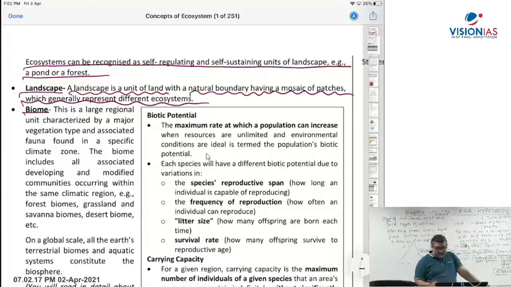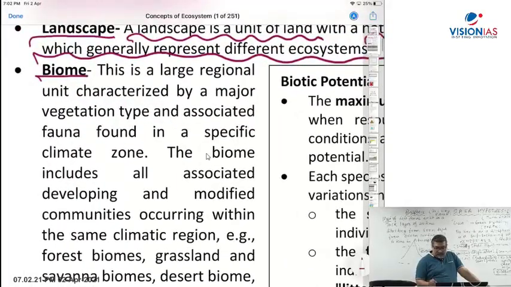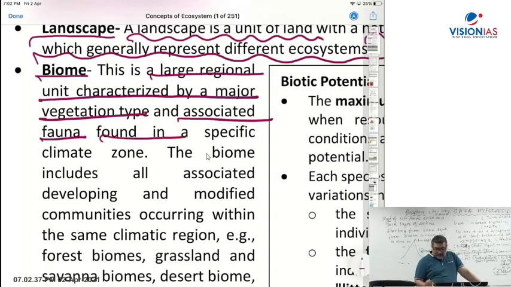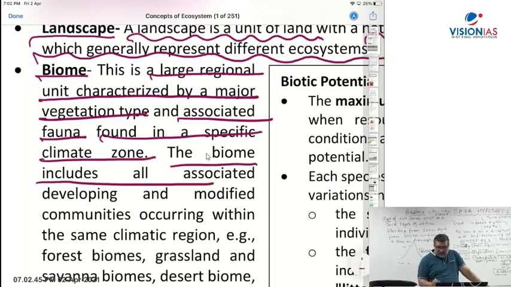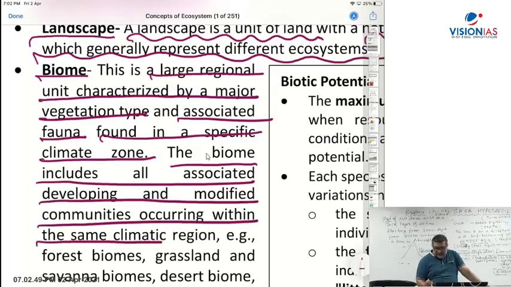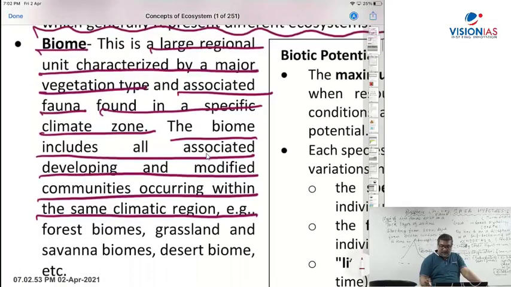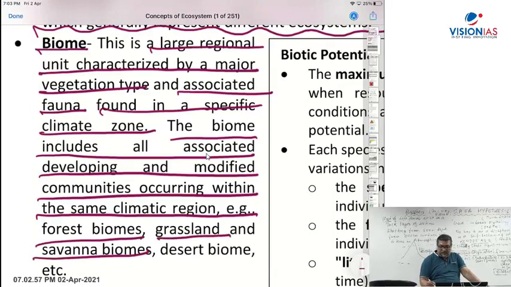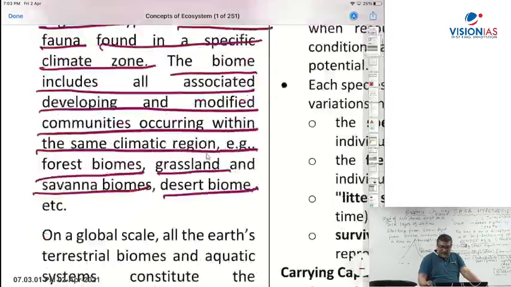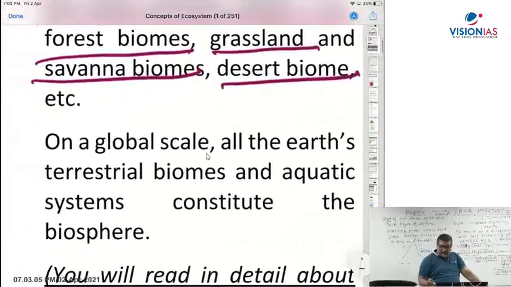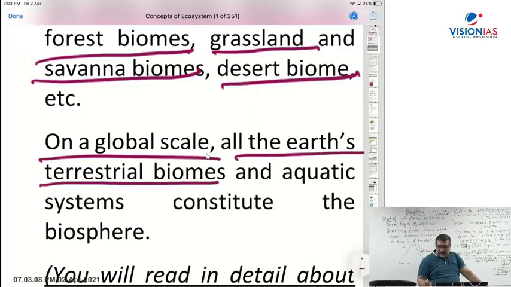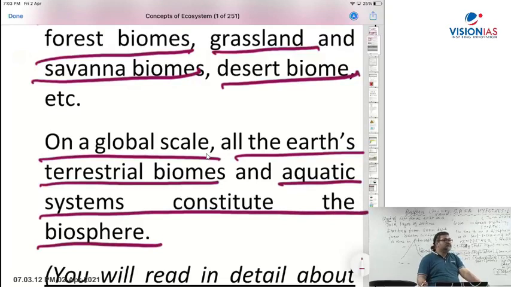And then comes the biome. What is a biome? A biome is a large geographical unit characterized by major vegetation type, let's say taiga, coniferous forest, tropical rainforest, right? And associated with fauna, the animals found in that specific climatic zone. This you study in geography in the climatic zones. The biome includes all associated developing and modified communities occurring within the same climatic region, like forest biome, grassland biome, savanna biome, desert biome, all these are examples. And then on a global scale, all the Earth's terrestrial biomes and aquatic systems constitute the biosphere. That makes the biosphere.